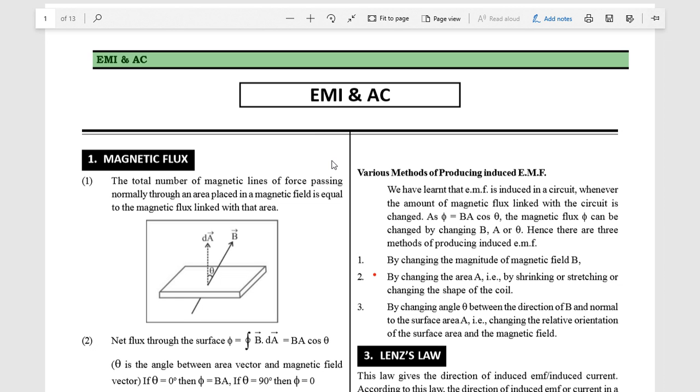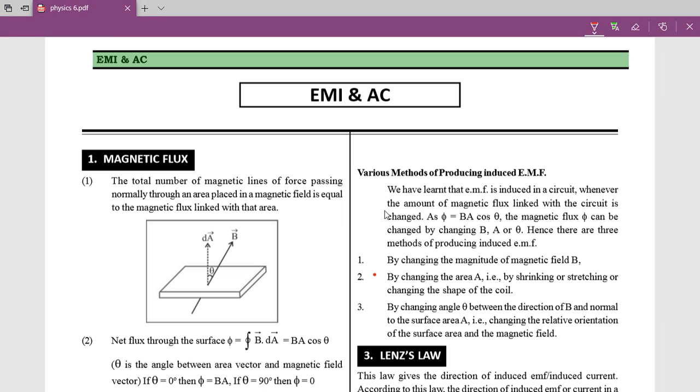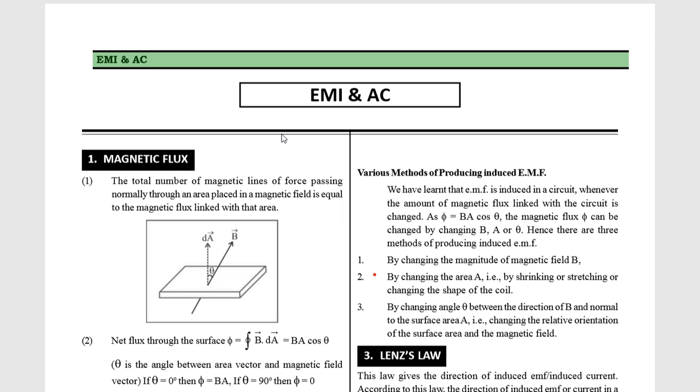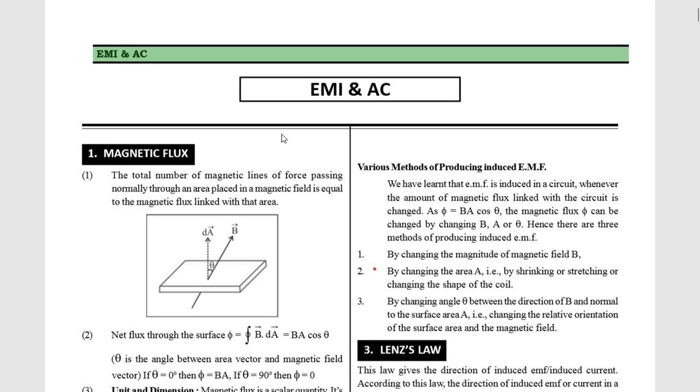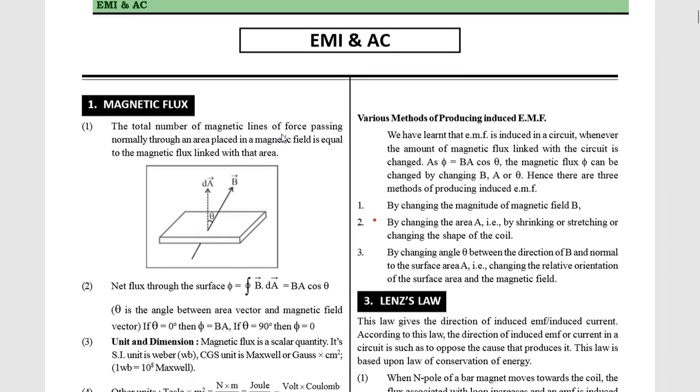Students, in the last session we completed the study of the magnetic properties of materials like diamagnetic, paramagnetic, and ferromagnetic. Today we are going to study the topic EMI and AC, and we will start with the first topic, that is magnetic flux. Students, we have already completed the topic of electric flux in electrostatics. So this topic is very similar to electric flux.